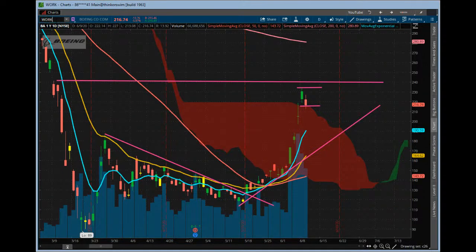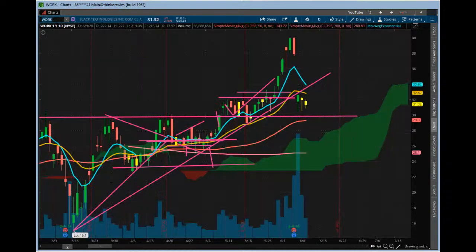Work. Double inside day. So let's see how that goes. Gap down after earnings. It hasn't really moved much since then, but we know how much this one likes to chop. So it might just be in the chop zone, but always watch a double inside day to see if you can get a break one way or the other. Very, very significant candles right there. So good stuff on that. OVV.